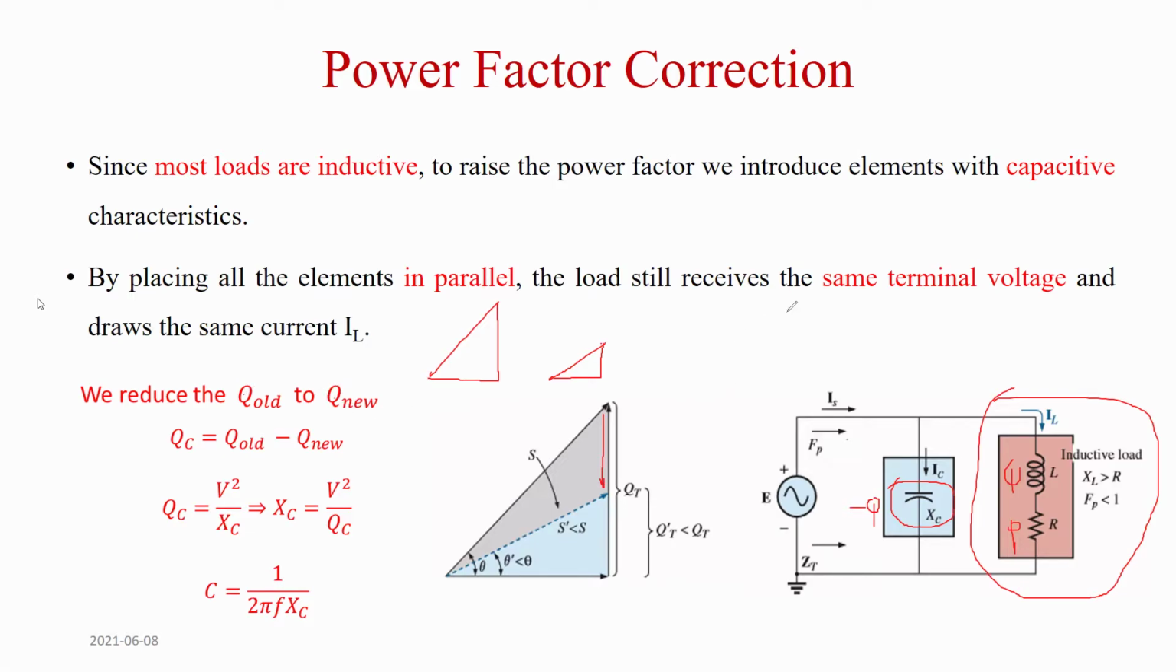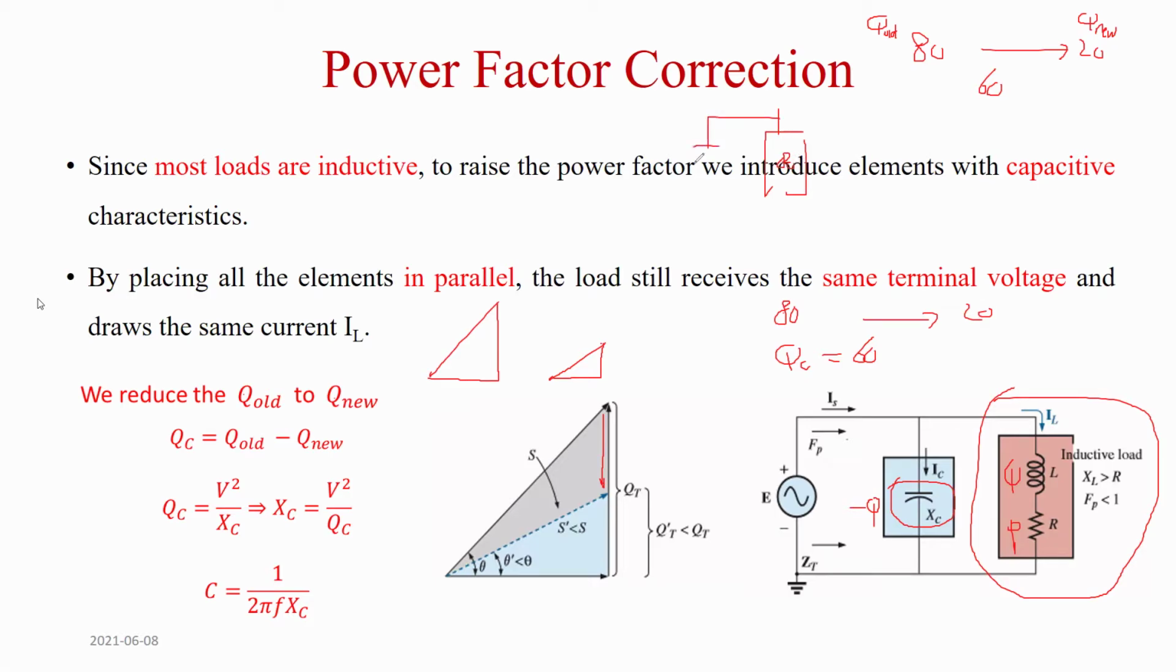How? The old one is 80. I want to reduce it to 20. So I have to find QC that will reduce it from 80 to 20. So QC would be 60. Okay, so it is 80. You want to reduce it to 20. We call this Q old, before we add the capacitor. This is after we add the capacitor, Q new. The difference between them is QC, 60. So the load has 80 Q.